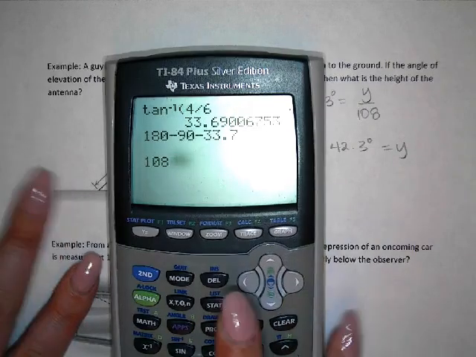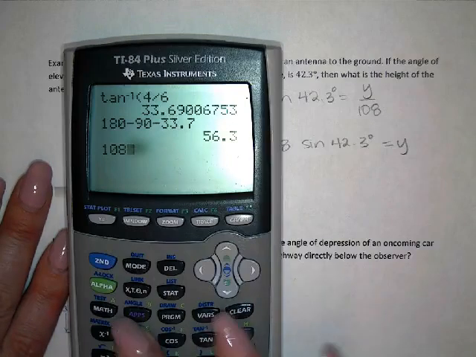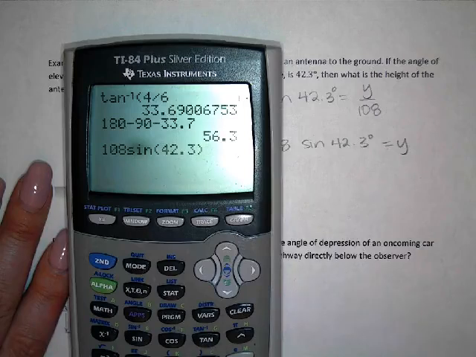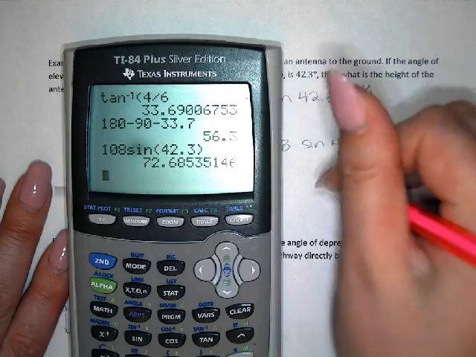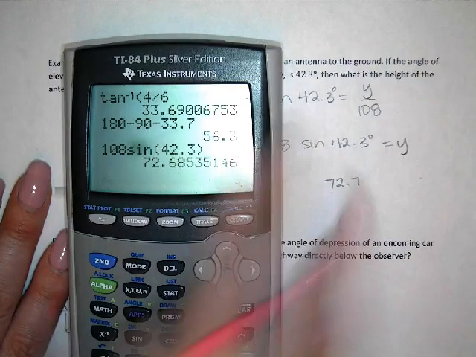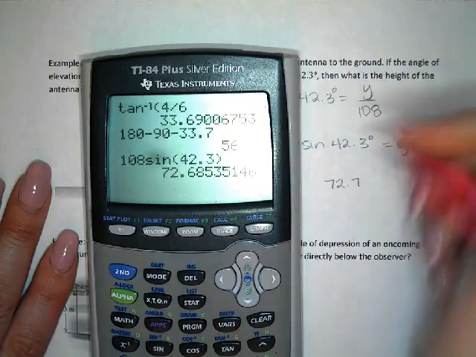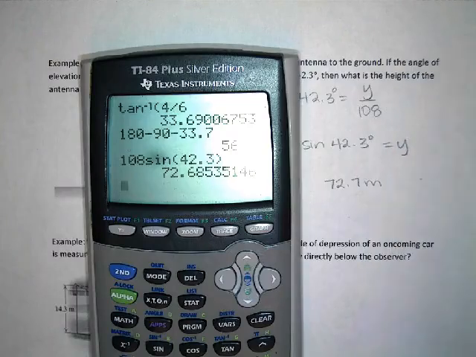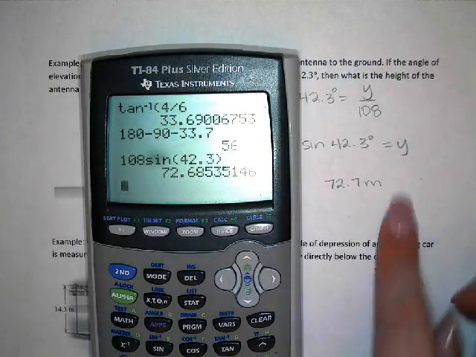And so that antenna is 72.7 meters. These notes, I should have done a better job. I should have said what I wanted them to be rounded to. The nearest tenth is fine.